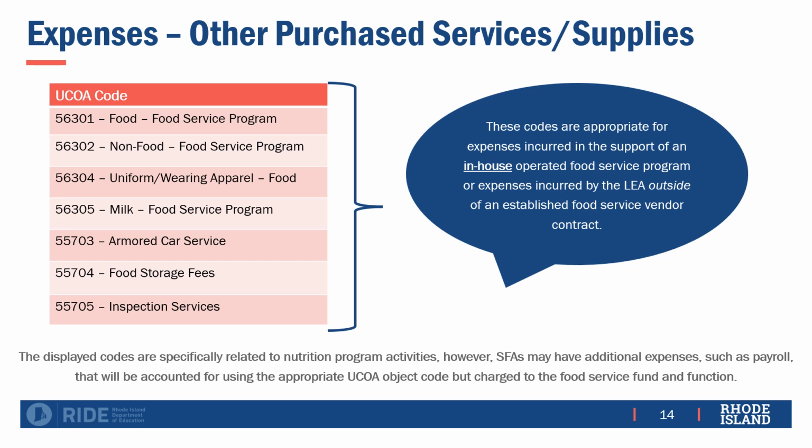SFAs may incur allowable program-related expenses in other categories such as payroll, which would be accounted for using the appropriate non-child nutrition program specific UCOA object code, but would be charged to the food service fund and function. All expenses charged to the program must be accounted for using the correct UCOA string and specifically the appropriate fund and function for food service.